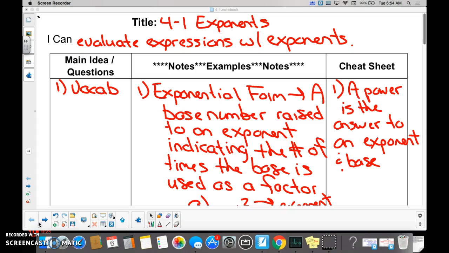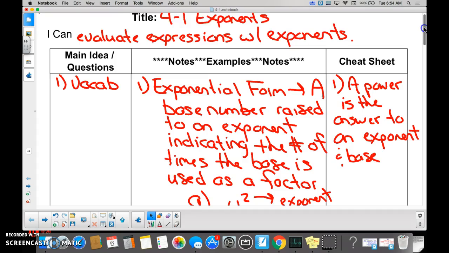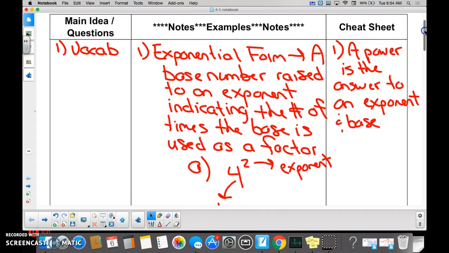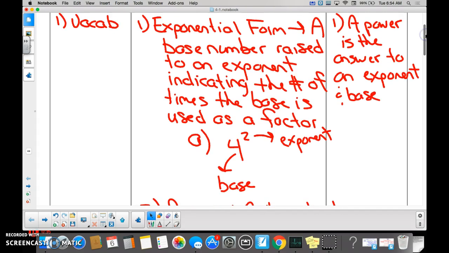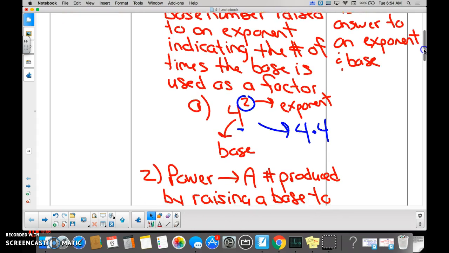Exponential form would be a number, which we call a base number, raised to an exponent, which tells us how many times that base number is going to be multiplied together. Our example would be letter A here. We have 4, which is the base, 2, which is the exponent, and that is going to be the same as saying 4 times 4 because the base is multiplied together twice. Quick review for you on that.